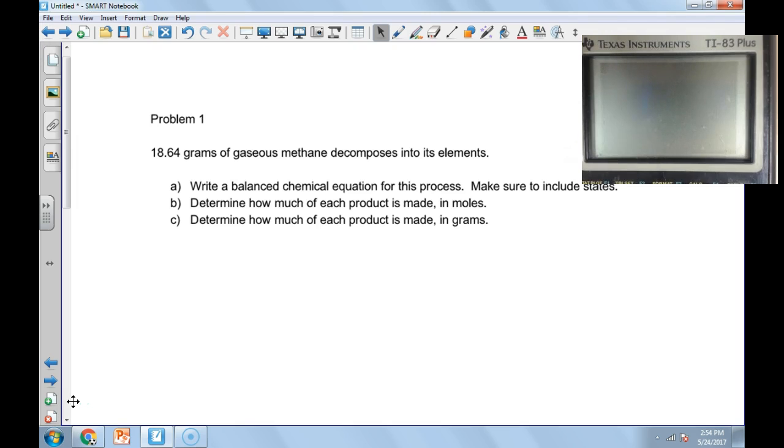Hey everybody, wanted to spend a little bit of time going over question number one, problem number one in the in-class worksheet. This is going to be really good.